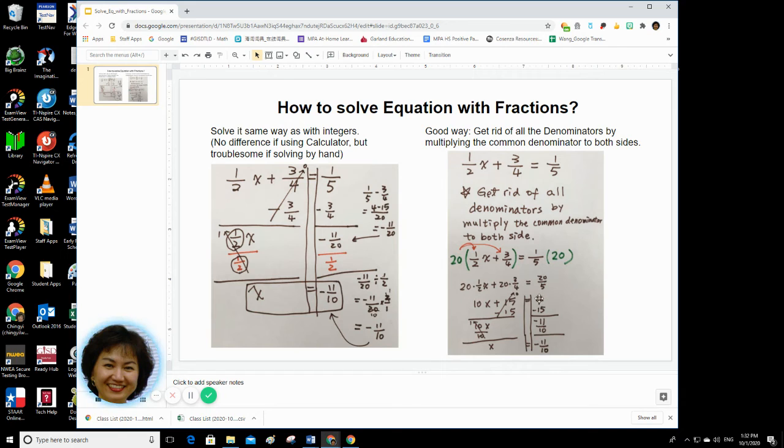In this equation, you do not see any fraction anymore, and you can just solve it like your simple two-step solving, and the whole process becomes much easier. That's why this is a much better way to solve equations with fractions. Remember, you just have to get rid of all denominators by multiplying the least common denominator to both sides.